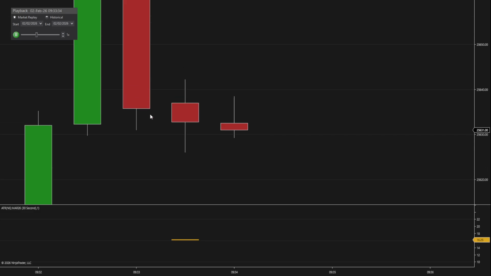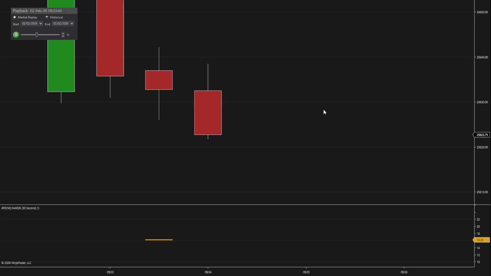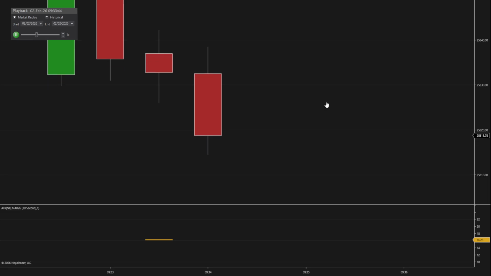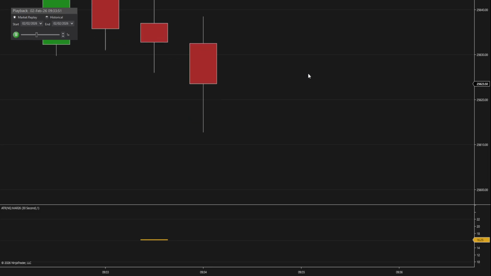Structure invalid, color change, discontinuous. Long rejection wick.